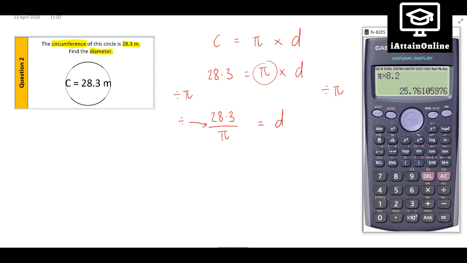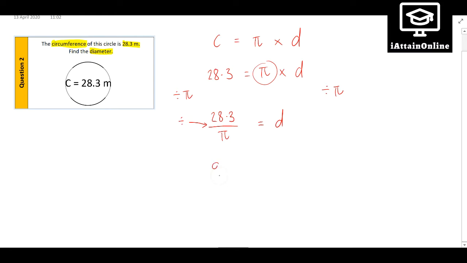So if I just go back to my calculator, 28.3 divided by pi, press equals, you get 9 to one decimal place, 9.0. So 9.0 meters. Now this is our final answer. We're going to put our unit in, is equal to the diameter of that circle.